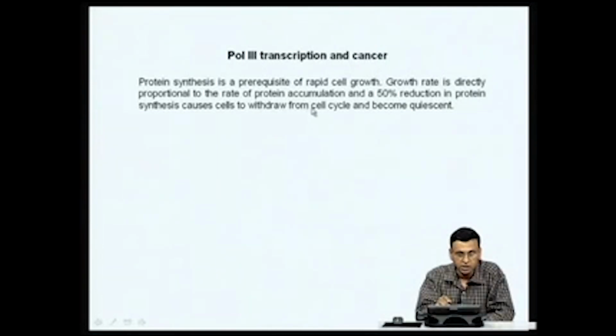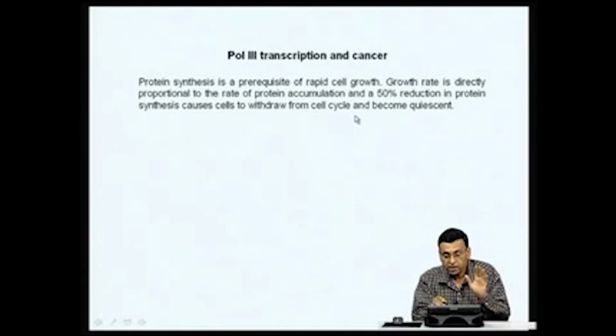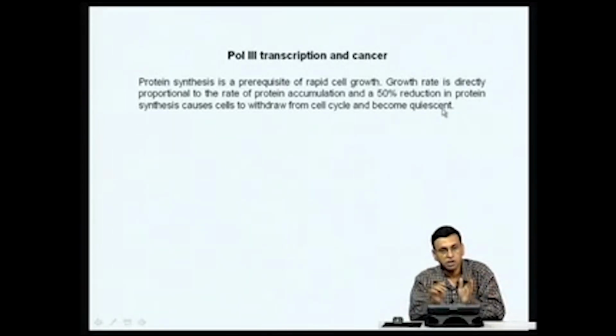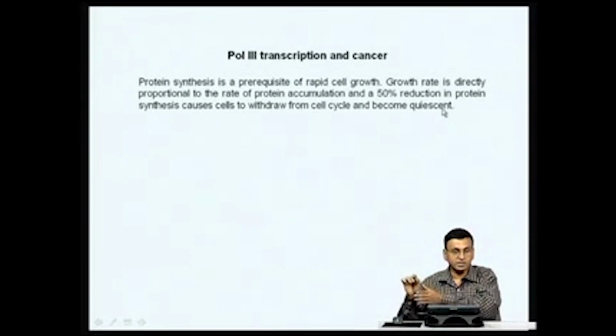We all know protein synthesis is a prerequisite for rapid cell growth. So, if cells have to grow and divide, proteins have to be constantly made. The growth rate is directly proportional to the rate of protein accumulation, and it turns out if protein synthesis is reduced by about 50%, the cells withdraw from the cell cycle and go into a quiescent state.